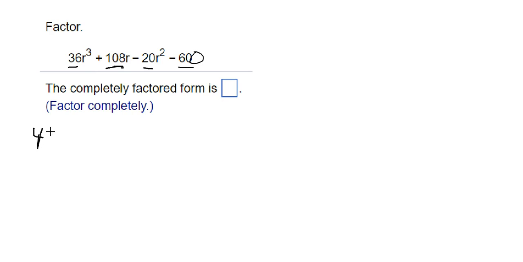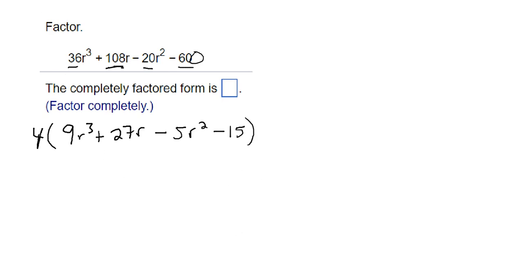So we're going to factor out a 4 to start this problem off. This is not factor by grouping. This is just factor out the greatest common factor. If I take a 4 away from the 36, again, I'm dividing by 4, that's going to leave me with a 9. So we have 9r to the third power, plus, divide this one by 4, we're going to get 27r, minus, divide that one by 4, we get 5r squared, minus, divide this one by 4, and we get 15. So that makes the number smaller, which should make it theoretically easier to get through the rest of the problem.